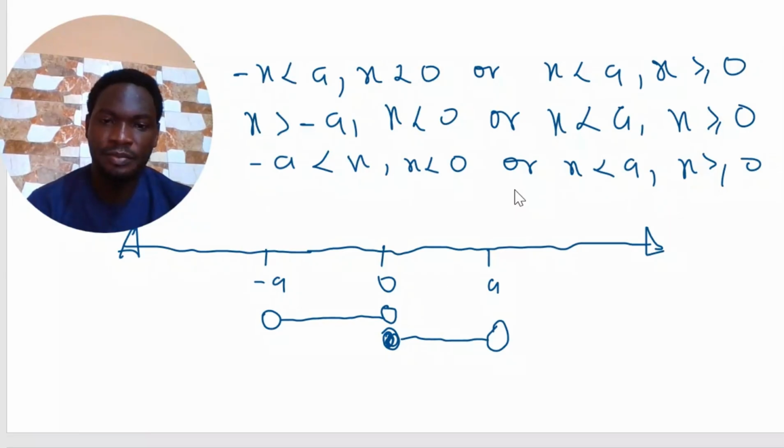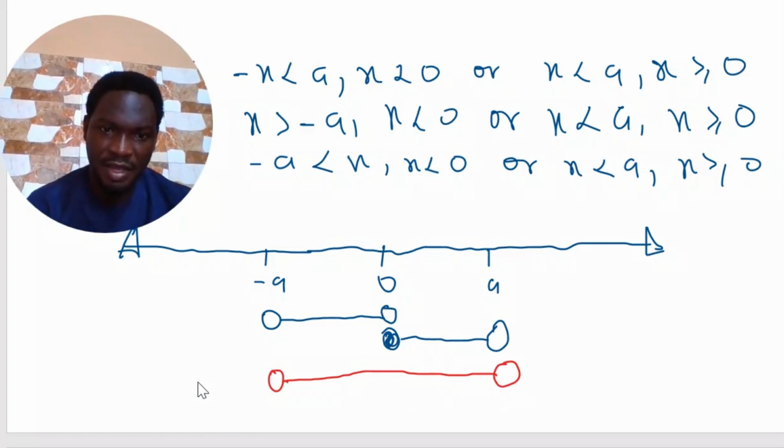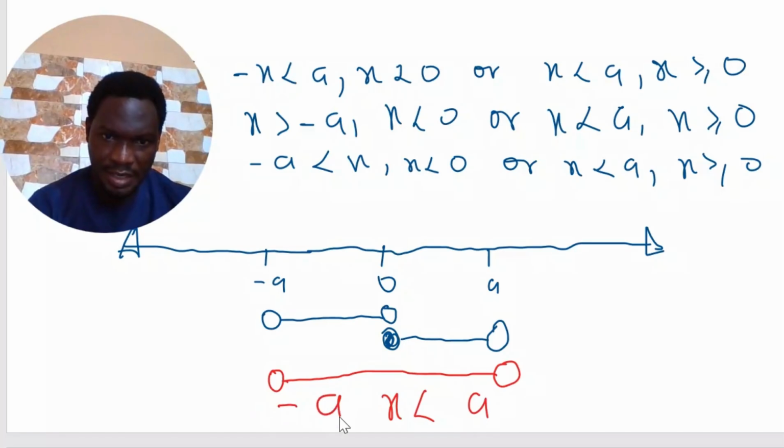And the word here is or. So we unite them. Now clearly, the union of these two intervals is from here, we move up to here. So what do we have here? We have x less than a, minus a less than x.